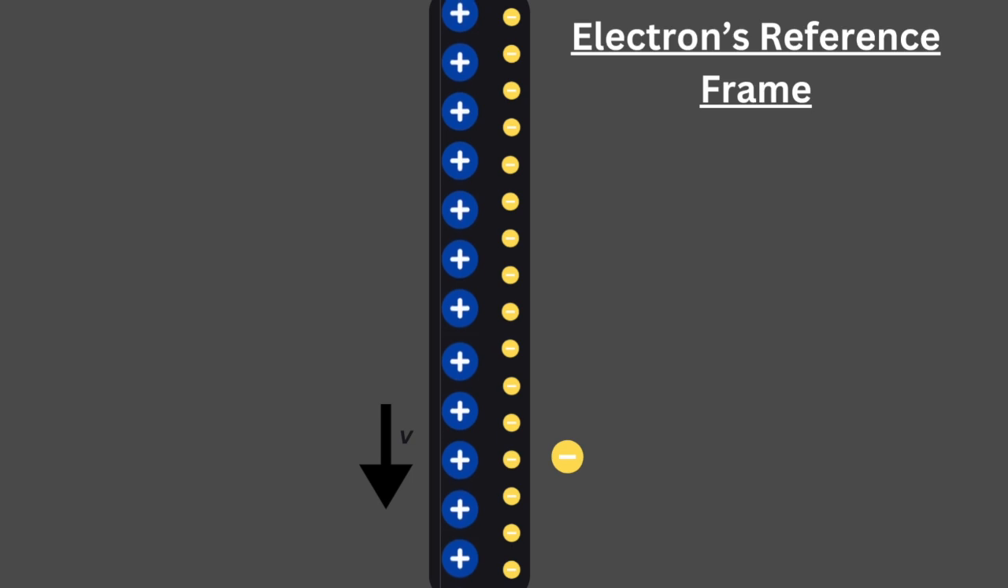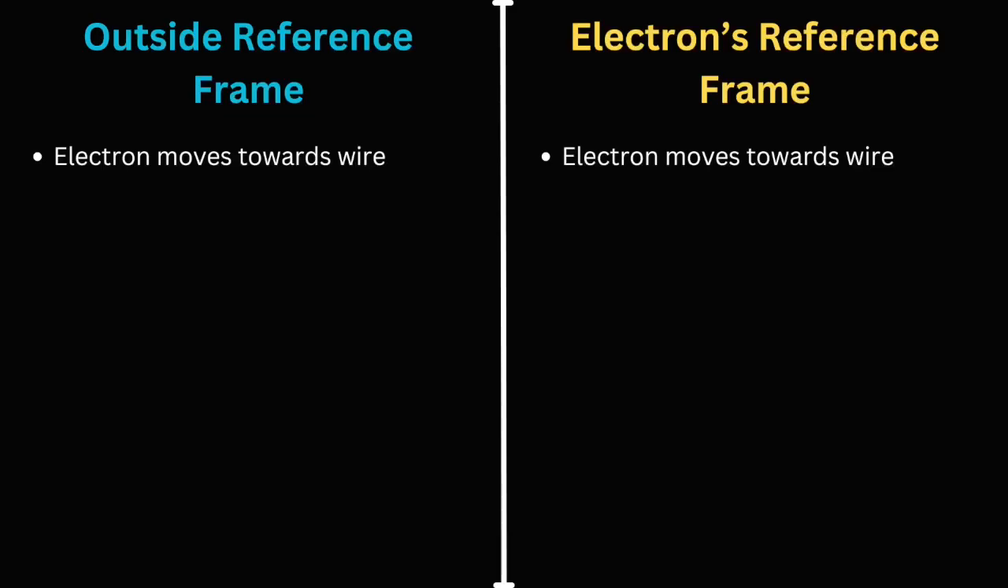From the electron's perspective, the positive charges of the wire are rushing past it. However, we know now that moving objects are contracted along the direction of motion, so the positive charges appear closer together from the electron's perspective. The electron will see the wire as having a greater density of positive charges. So it will say that the wire is charged and thus an electric force of attraction is produced on the stationary electron. Length contraction solves our problem. So, in the electron's reference frame, it moves towards the wire, which is also what happens from the outside reference frame with the magnetic field.